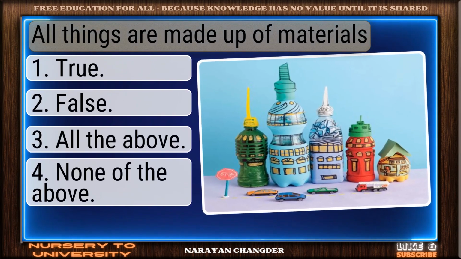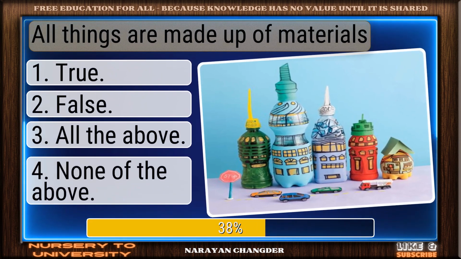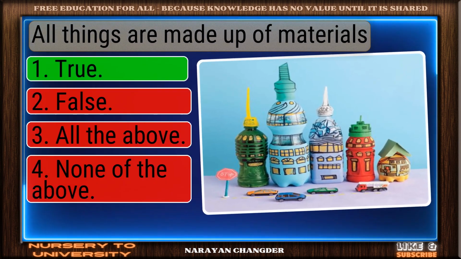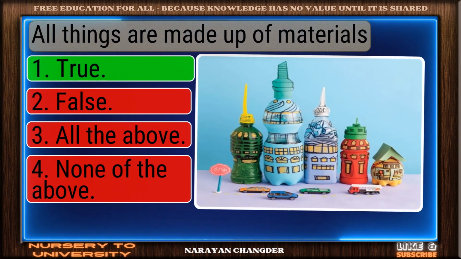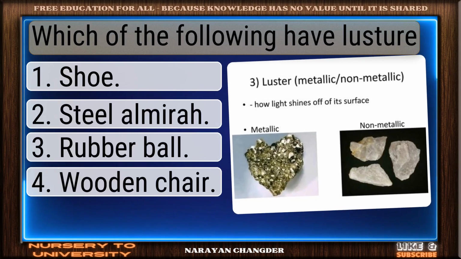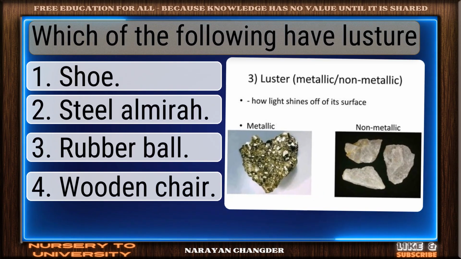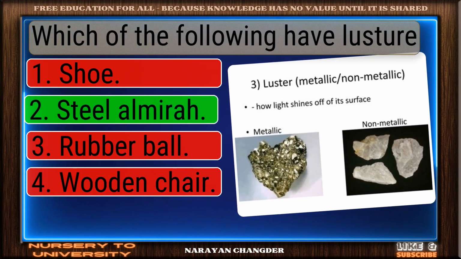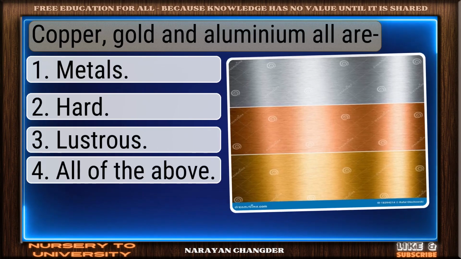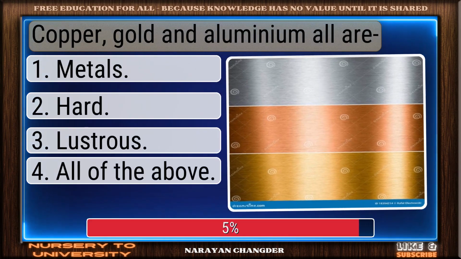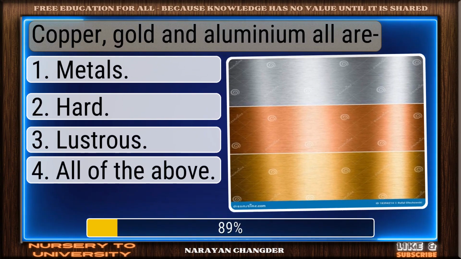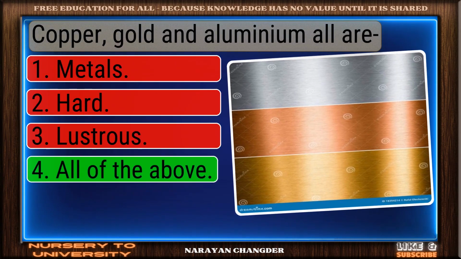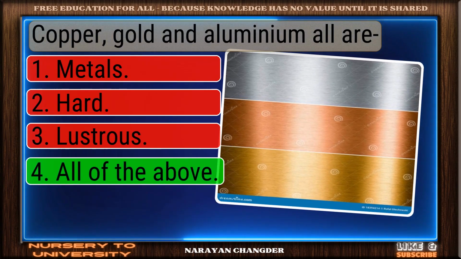All things are made up of materials. Well picked. True is the correct answer. Which of the following have luster? Bravo, steel armor is the answer. Copper, gold and aluminium all are. Smart pick. All of the above is the correct choice.